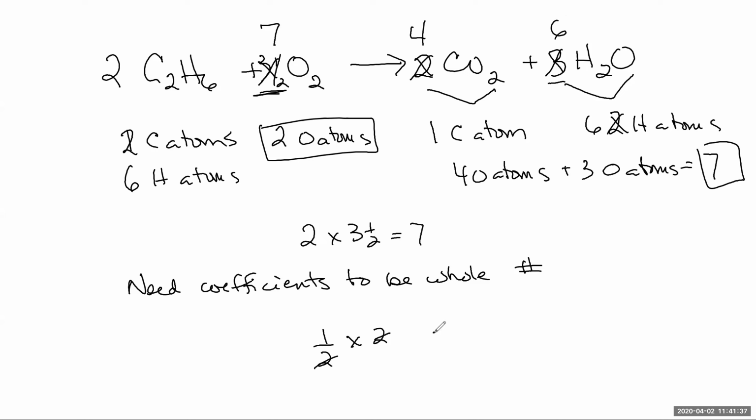And my final balanced equation will be 2 C2H6 plus 7 O2 yields 4 CO2 plus 6 H2O. And we can verify that we have everything correct.